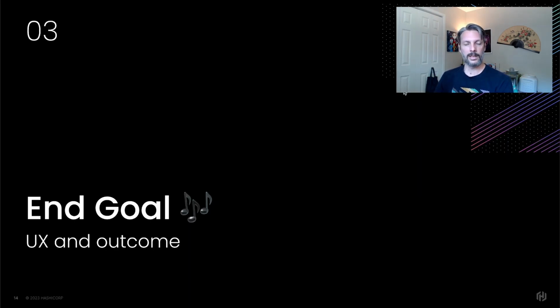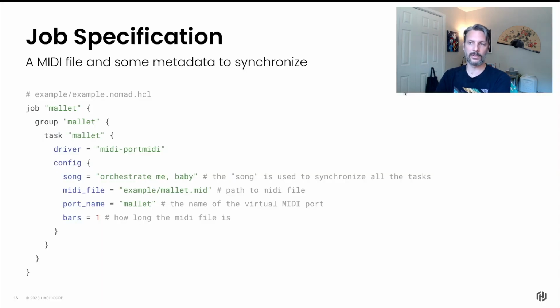Cool. Well, I'll show you what I'm aiming at, and then we'll walk through how we get there. So our target is to have a job specification that looks a little something like this. And it has job name, group name, task name. This is a mallet. It'll go clunk, kind of a sound. So that's one part. This all represents one instrument playing.